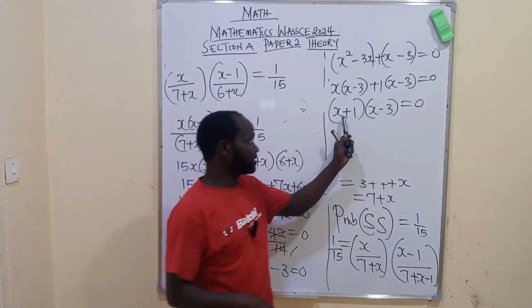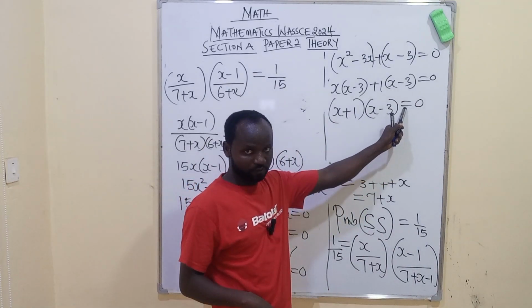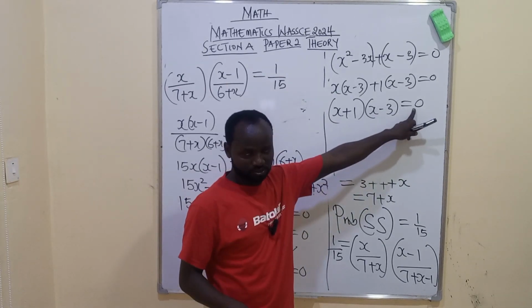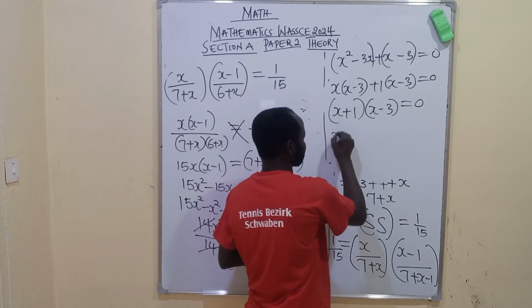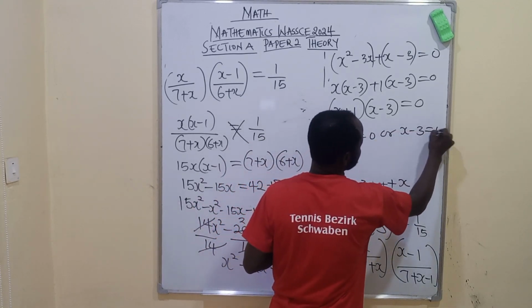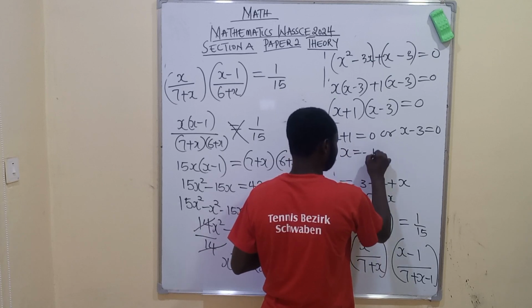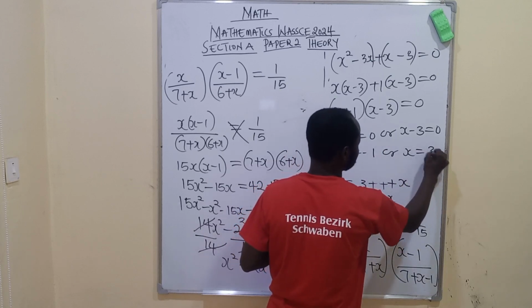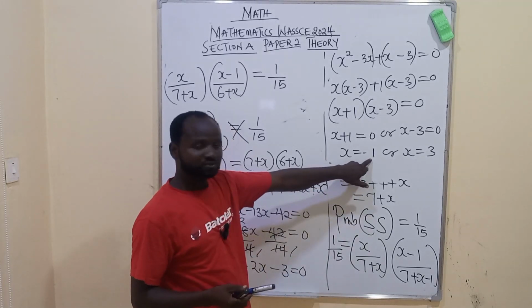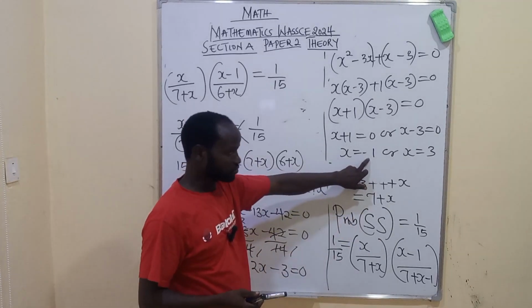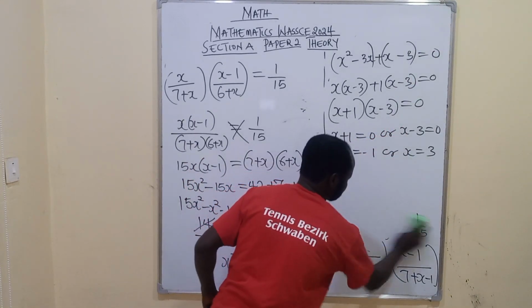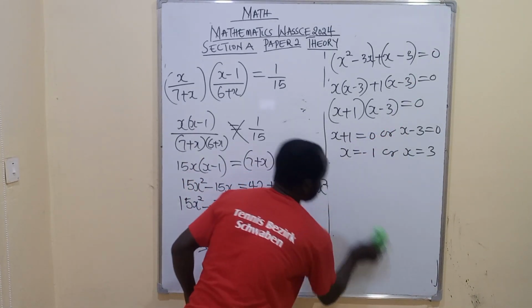Equals to 0 means either of these is equals to 0. Okay? So either x plus 1 is equals to 0 or x minus 3 is equals to 0. So this will be x plus 1 equals to 0 or x minus 3 equals to 0. X now will be minus 1 or x equals to 3. And since the value of x cannot be negative, therefore we conclude that x is equals to 3.